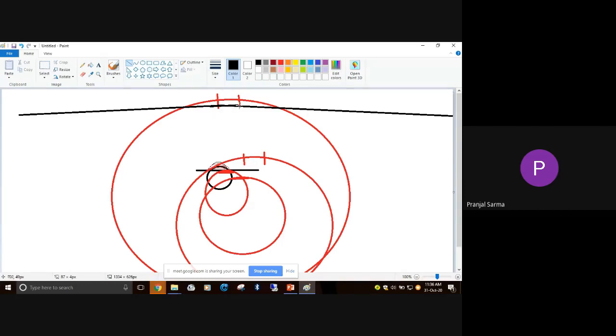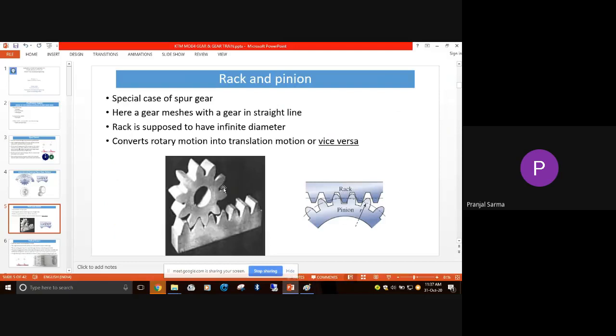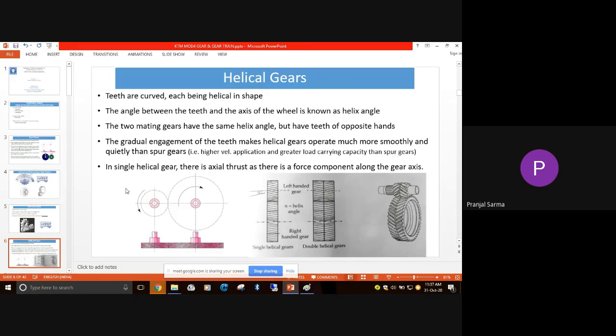So even though you look at this particular rack as a kind of straight gear, it can be considered as a part of a circle having infinite diameter. As if from this whole circle we are only considering this portion, so it looks like a straight line, right? So this is the case with rack and pinion. That's why we consider rack and pinion as a special case of spur gear. Okay, understood? Let me know whether you have understood up to this much.